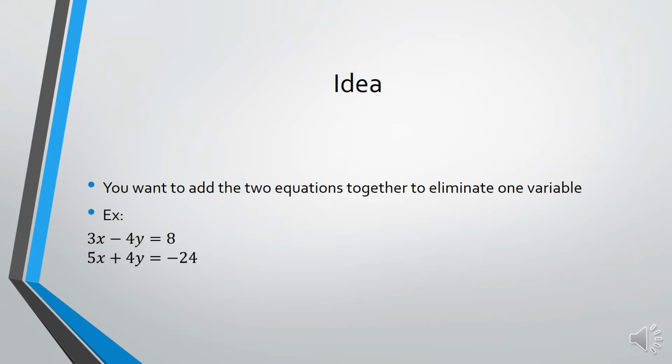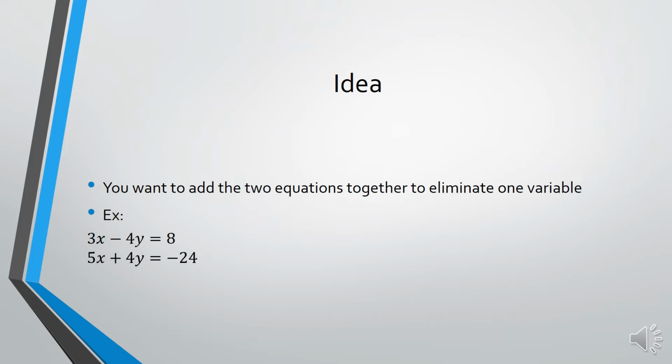So the idea here is that we're going to want to add the two equations together, and when we do that, somehow eliminate one variable. So we need to think of what can we multiply each equation by so that when we add them together, one of the variables does go away.